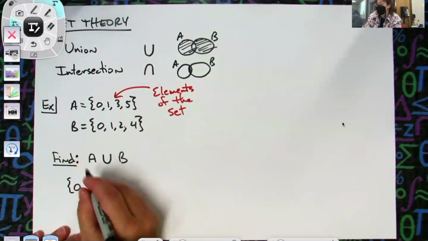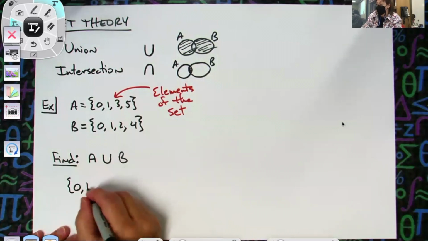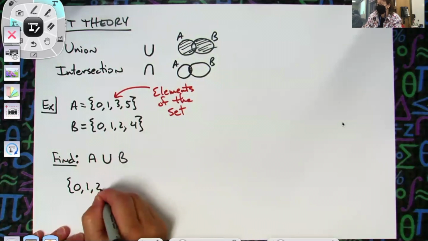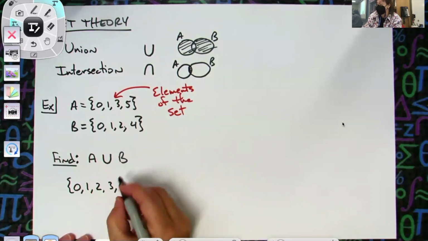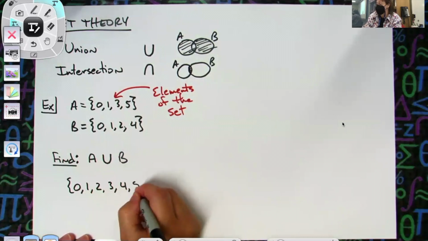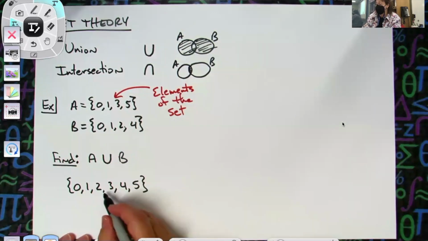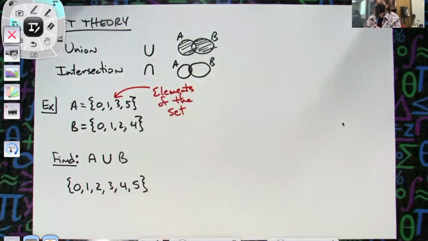So 1 is in both of them, I'm combining here. 2, all right, because I'm combining them together. I'm going to include a 3. I'm going to include a 4. I'm going to include a 5. And I write the answer as a set. I took two sets and I combined them. Okay, so that right there is my answer.